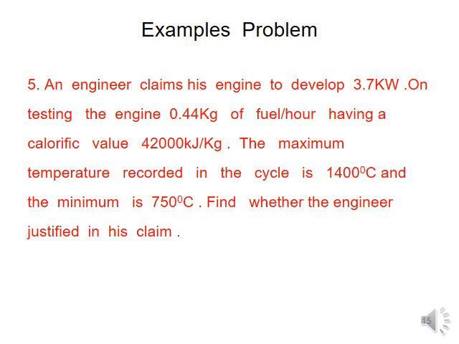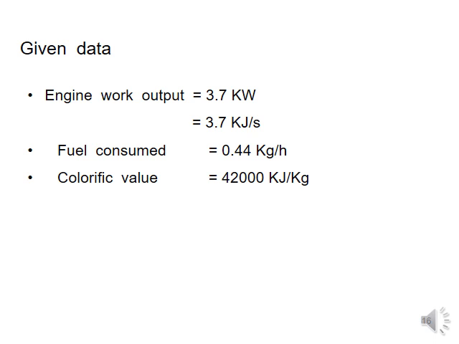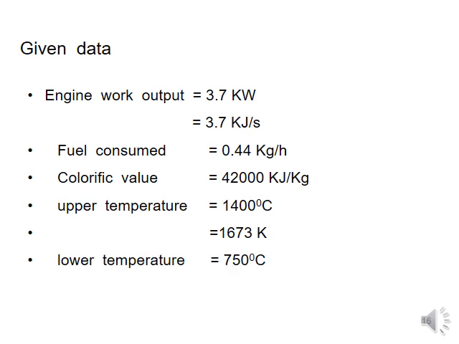First write the given data. Work output 3.7 kilowatts, so nothing but kilojoule per second. Fuel consumed 0.44 kg per hour. So simply convert the hour into seconds. It becomes 0.44 divided by 3600 kg per second. Calorific value 42,000 kilojoule per kg. Upper temperature 1400 degrees centigrade, plus 273, it becomes 1673 Kelvin. Lower temperature 750 plus 273 gives us 1023 Kelvin. So this is the given data.